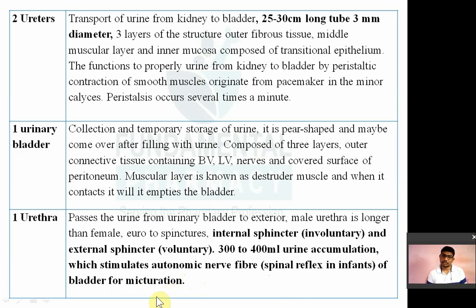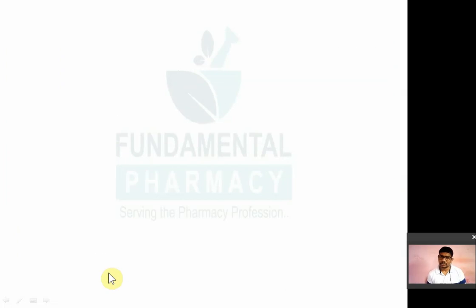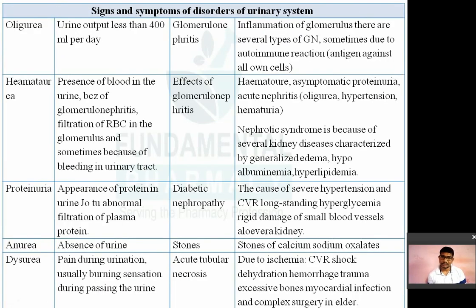Micturition means passing of urine or voiding. These are the parts of the urinary system. Now we'll see the different signs and symptoms of disorders of the urinary system. The first one is oliguria. Oligo means less, uria means urine. If there is less urine output than 400 ml per day, it is known as oliguria.